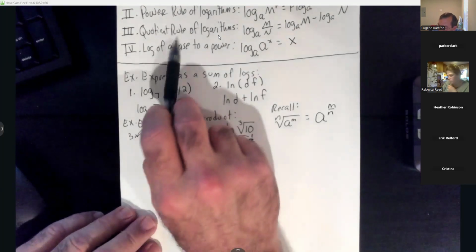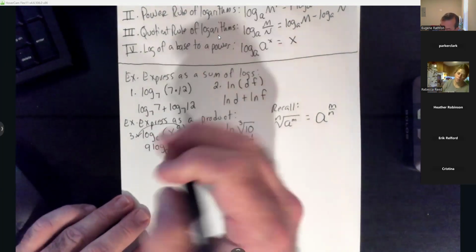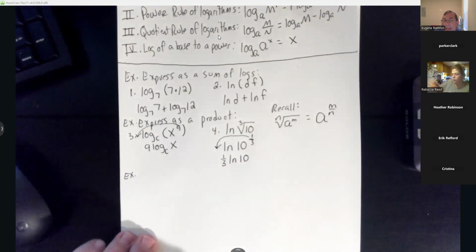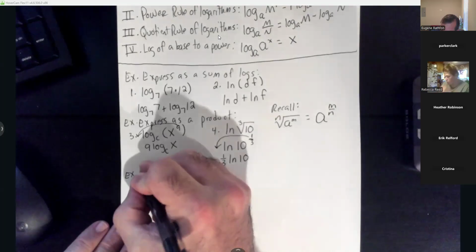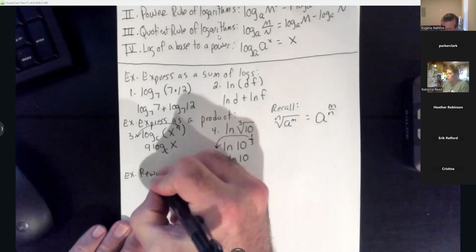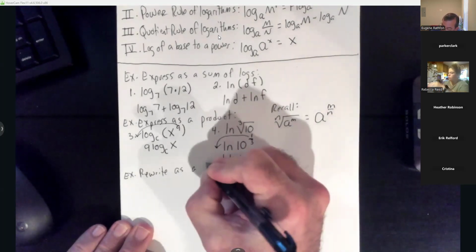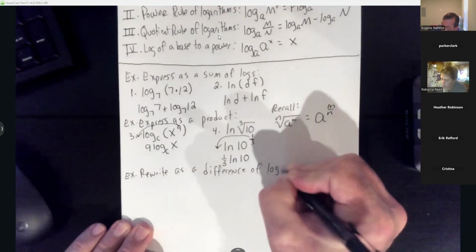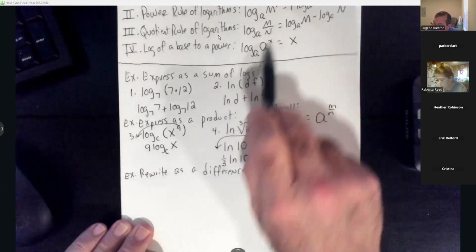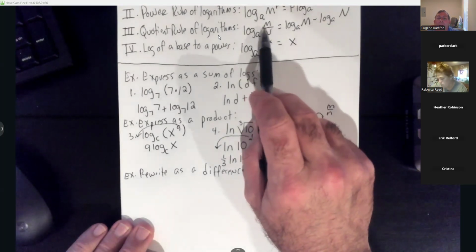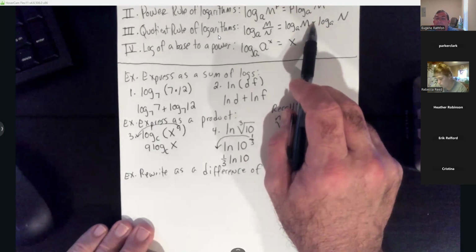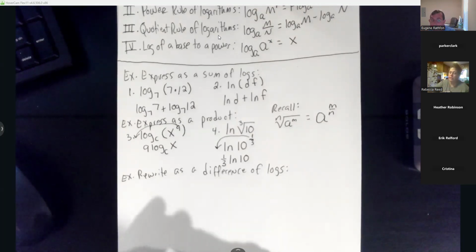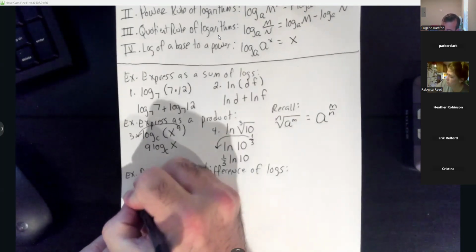All right, so my third property was the quotient rule of logarithms. So for these examples, they're going to say rewrite as a difference of logs. All right, the one that's rewriting as differences is the quotient rule. I'm going to take the log A of the top minus log A of the bottom. It's always the top minus the bottom on that, okay? So these started at number 5.